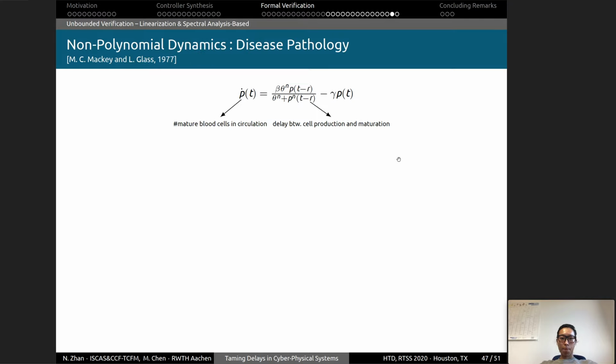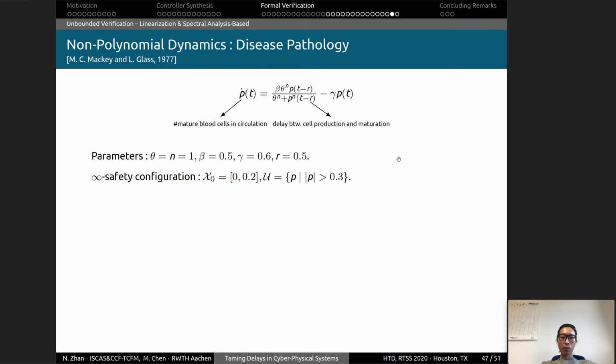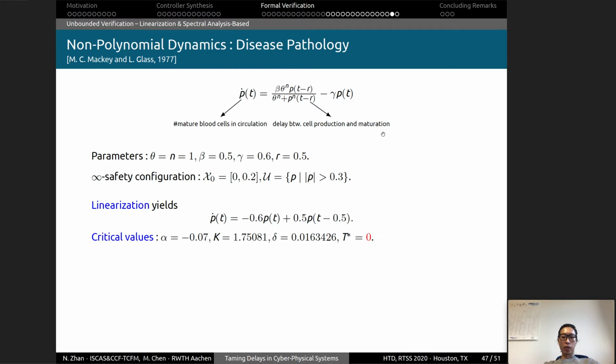Great, and now I will show the methods by some example. The first one is a non-polynomial one, where we have some rational functions as the flow field. And in this case, we first do the linearization. This is the linearized DDE. And then by our method, we were able to compute the crucial constants alpha, k, and delta. And in this example, T star is 0.